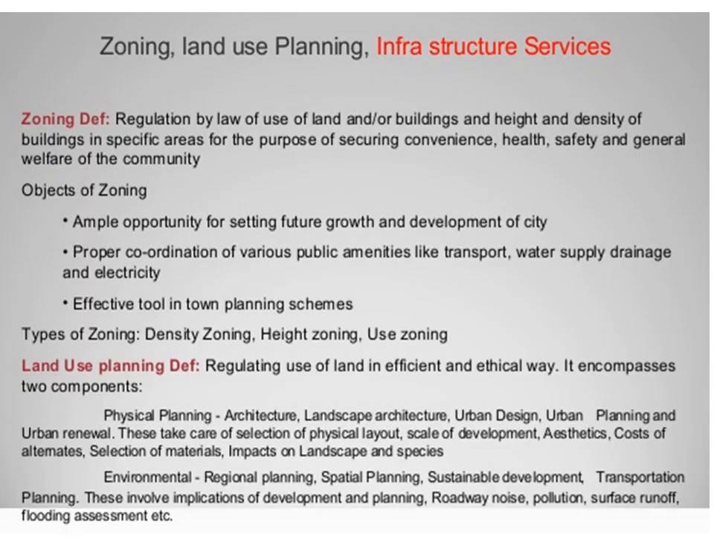So in this slide we are going to see zoning, land use planning, infrastructure services. First is zoning: regulation by law of land and or buildings and height and density of buildings in specific areas for the purpose of securing convenience, health, safety and general welfare of the community. Then the object of zoning: ample opportunity for future growth and development of the city, proper coordination of various public amenities like transport, water supply, drainage and electricity. It is an effective tool in town planning schemes. Then types of zoning include density zoning, height zoning and use zoning.